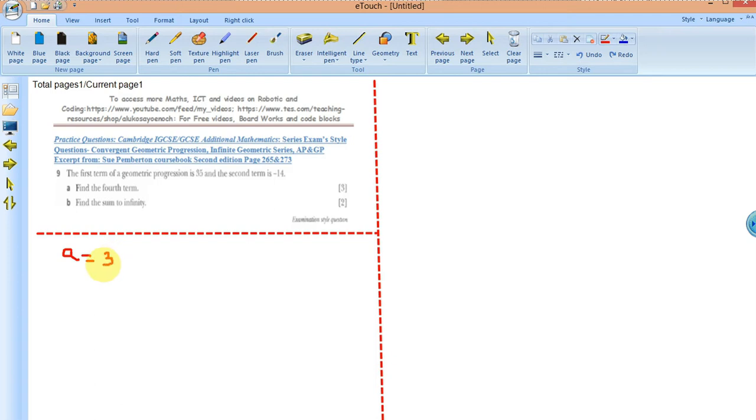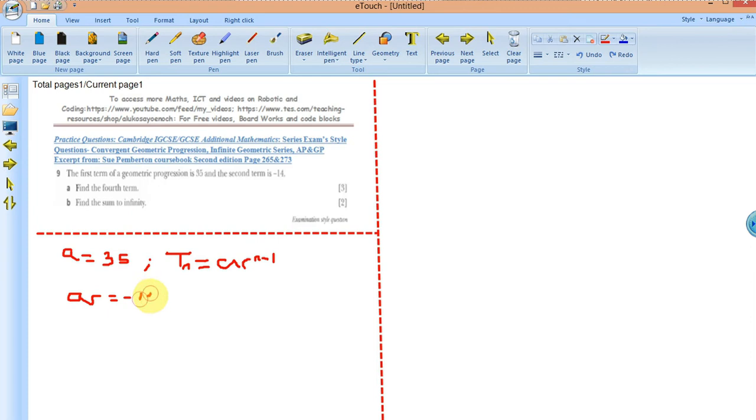And the second term is AR. Don't forget that generally, in a geometric series, the nth term is given as AR to the n minus 1, where n is the term number. For example, for the second term, n is 2, so you have 2 minus 1, so that will be AR. So the second term will be AR, and AR is minus 14.